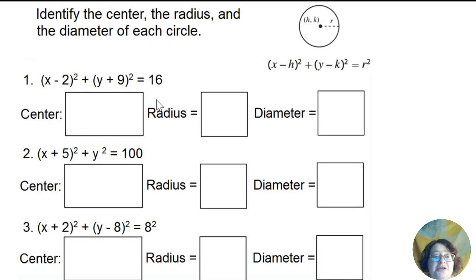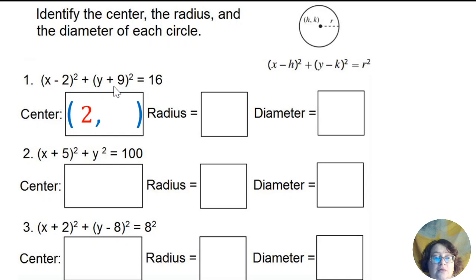When given the equation, we can use basically the same thing to get our center and radius, and we can use our radius to find the diameter. Let's start with our center. For number 1, we have x minus 2 squared. So I'm going to take that minus 2, and I'm going to flip that to a positive 2 in my ordered pair. So for my center, my x value is going to be positive 2.